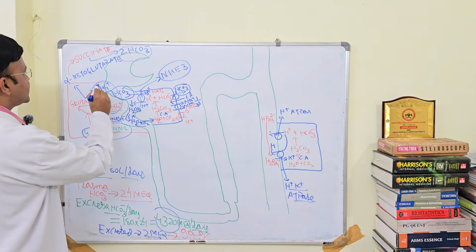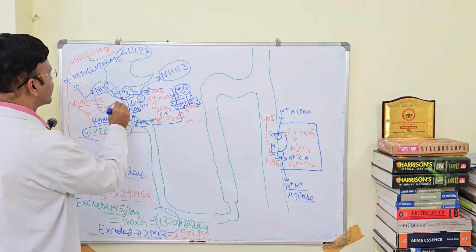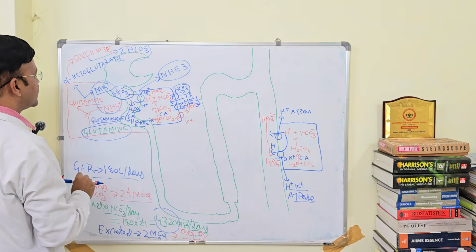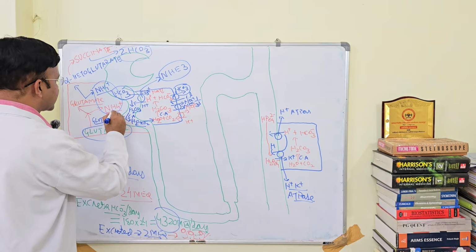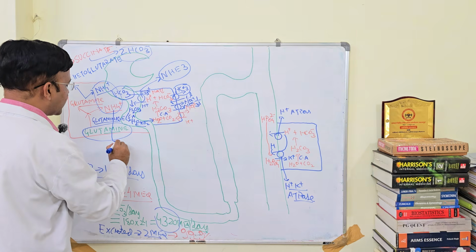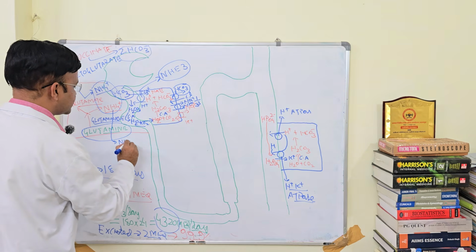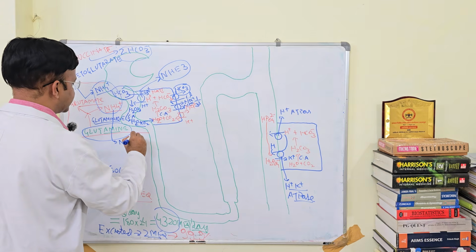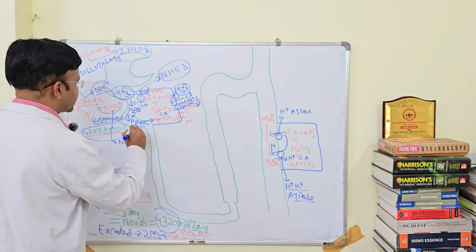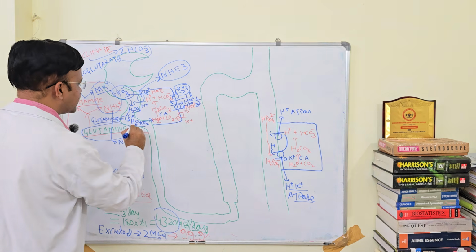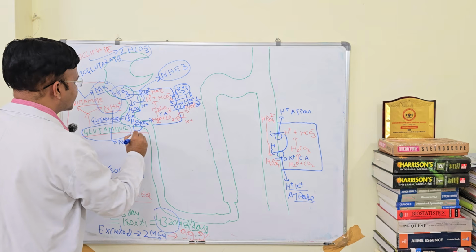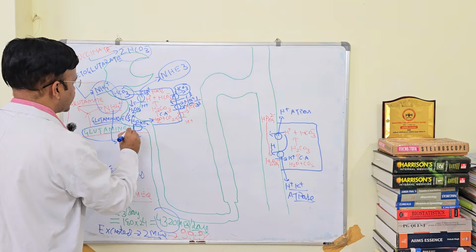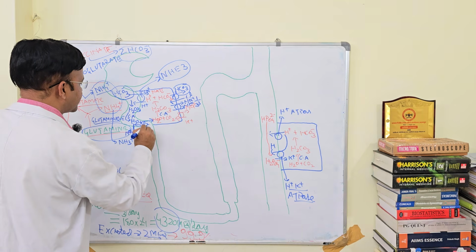Now this NH4 plus is impermeable to the cell membrane, right? It can't cross this membrane and enter inside the tubule. So this NH4 plus actually breaks down into NH3 and H plus. This H plus will be excreted with the help of the sodium hydrogen exchanger, the same sodium hydrogen exchanger which we are seeing over here. So sodium will be reabsorbed, right? And hydrogen will be excreted out.